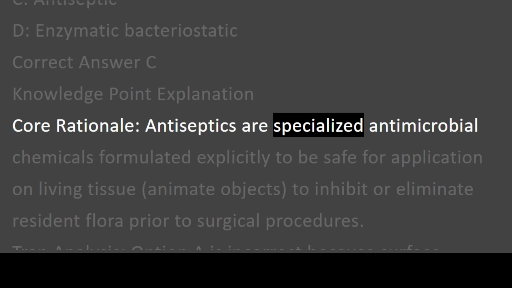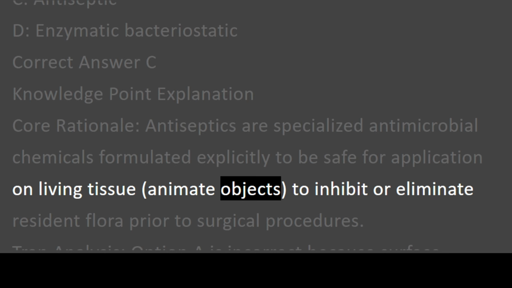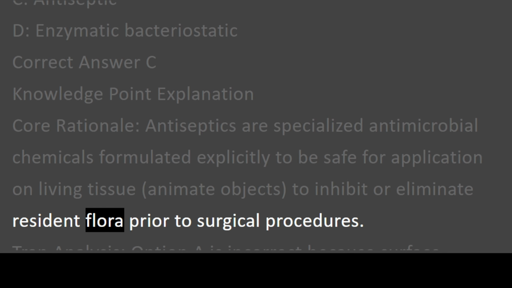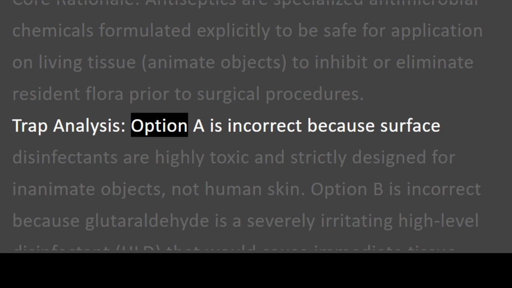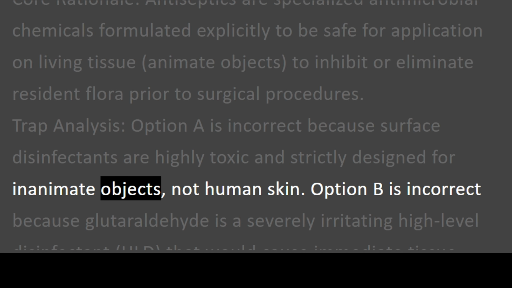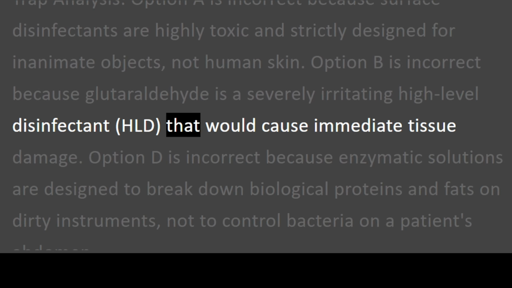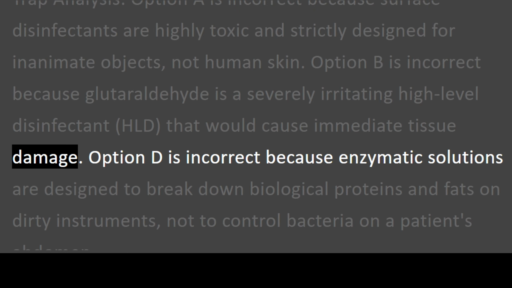Antiseptics are specialized antimicrobial chemicals formulated explicitly to be safe for application on living tissue, animate objects, to inhibit or eliminate resident flora prior to surgical procedures. Trap analysis. Option A is incorrect because surface disinfectants are highly toxic and strictly designed for inanimate objects, not human skin. Option B is incorrect because glutaraldehyde is a severely irritating high-level disinfectant, HLD, that would cause immediate tissue damage.